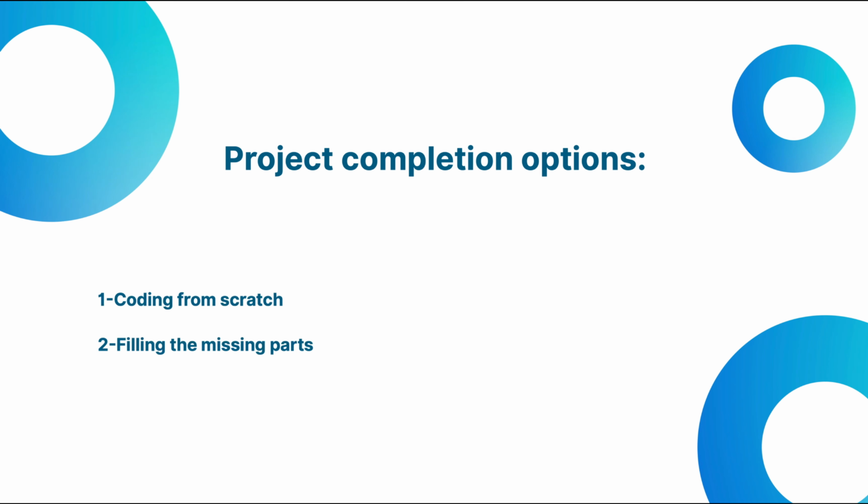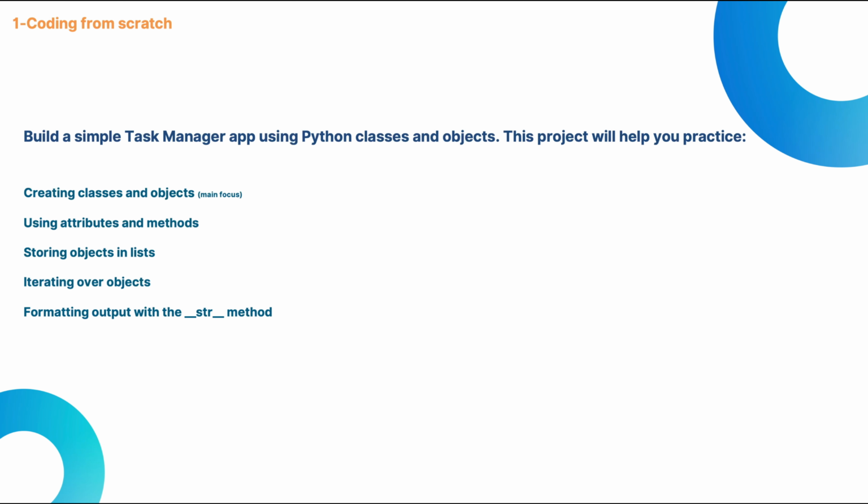You have two ways. You can either code everything from scratch, or if you prefer, start with a partially completed version and fill in the missing pieces. Both ways will help you learn. The goal is simple. We are building a task manager app using Python classes and objects. Along the way, you will practice creating classes and objects, working with attributes and methods, storing objects in lists, looping through them, and formatting output using the __str__ method.